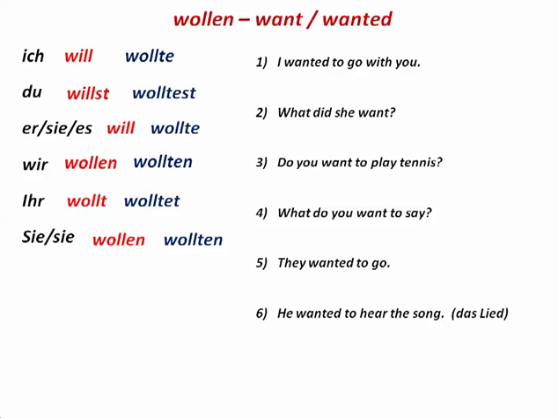Okay, so now we're going to take a look at some sample sentences. Number one, I wanted to go with you. As I stated, one of the effects of these modal verbs is that it's going to move the other verb to the end. So in this sentence, we have two verbs, wanted and go, and go is going to be moved to the end. So when we write this in German or say it in German, it will be Ich wollte mit dir gehen, or mit Ihnen if you want to be polite.